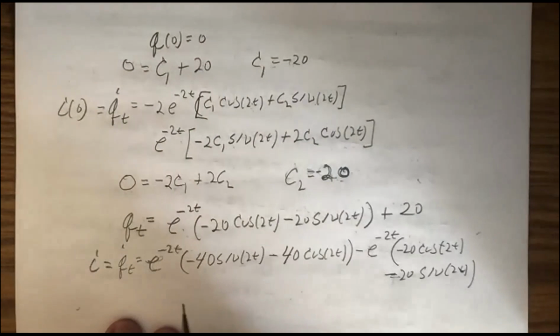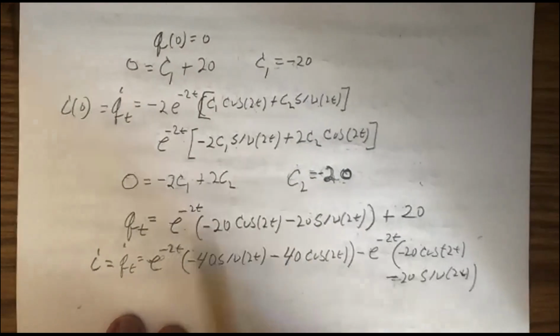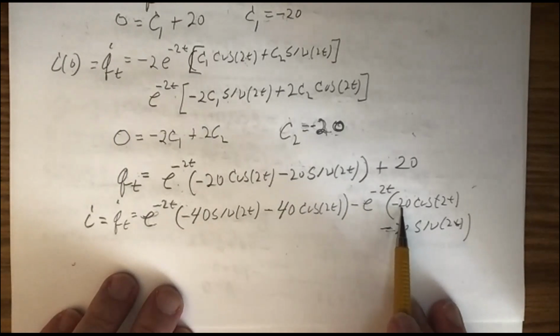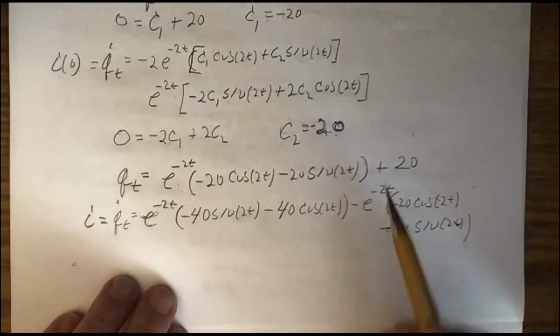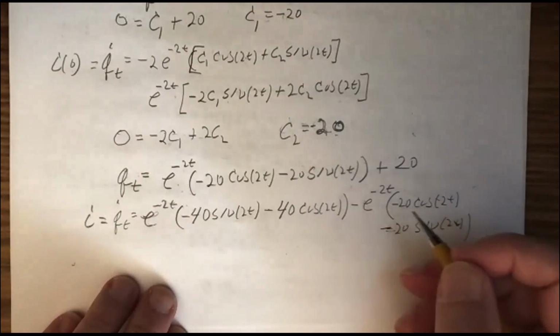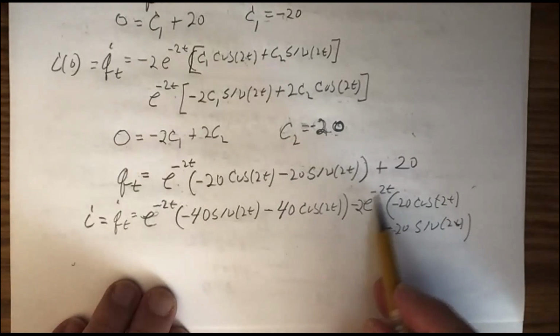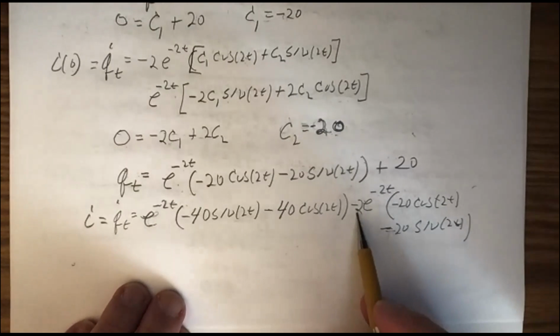Okay, so let's see. Here we got an e to the minus 2t, and here this is going to be a minus. This is 40, so this is going to make this a plus, right? Oh, I forgot to put a 2 here, right? When I take the derivative of this, it's going to be a 2.